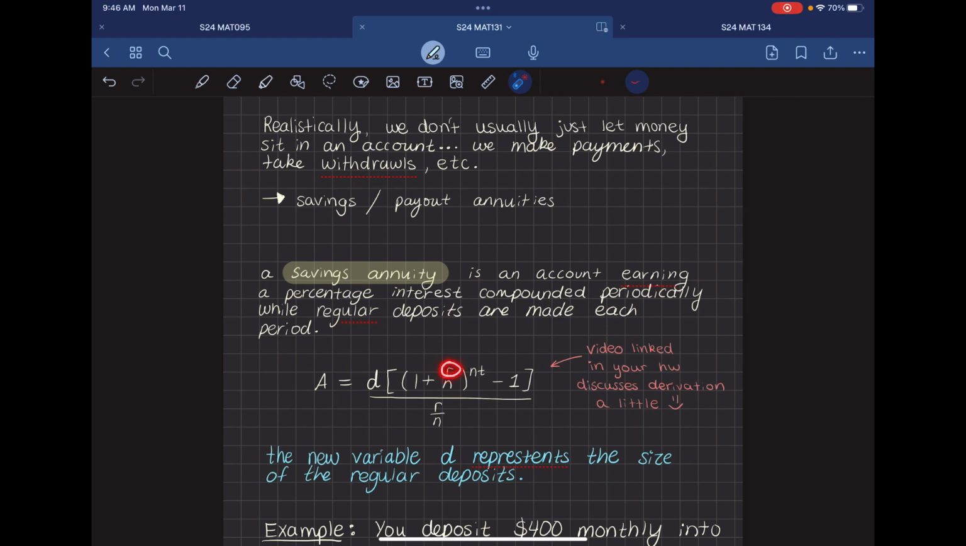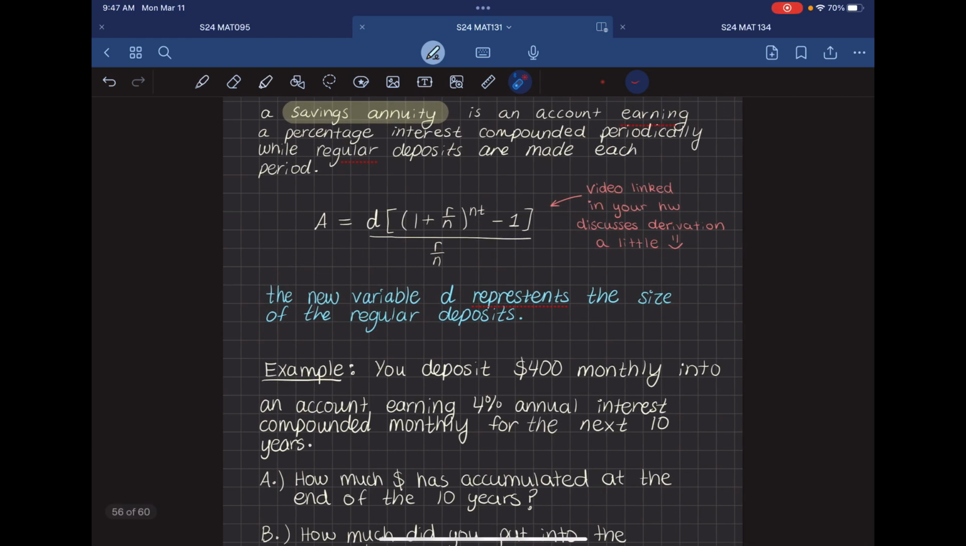R is still going to be our interest rate as a decimal. N is still going to be the number of compounds per year, and T is going to be the number of years. If you want to find the derivation of this formula, there is a video linked at the top of your homework that discusses this a little bit. That actually is part of your homework, so make sure that you watch the video.